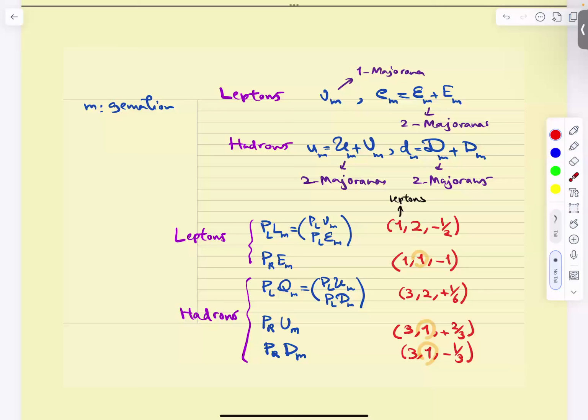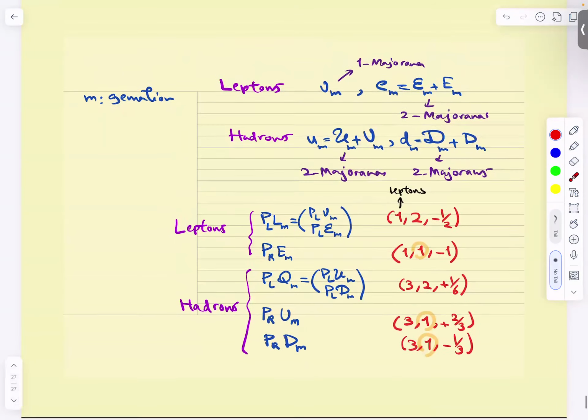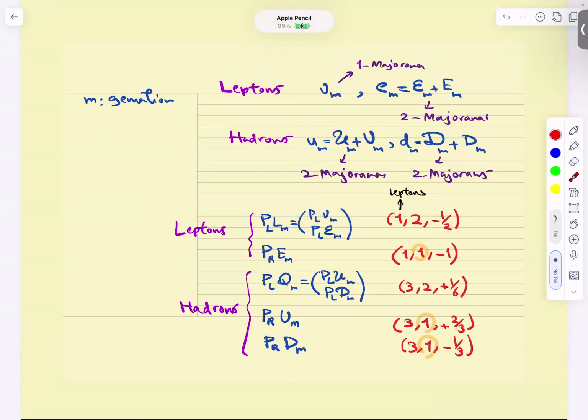Good. At this point, I've given you these numbers, right? All right, so this is a summary of what we're going to go over today. Are there any questions?